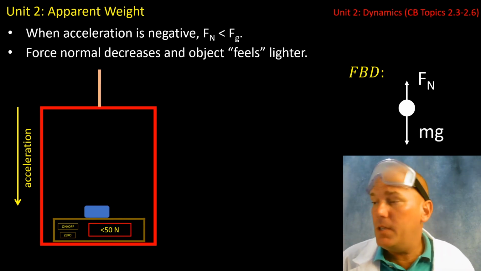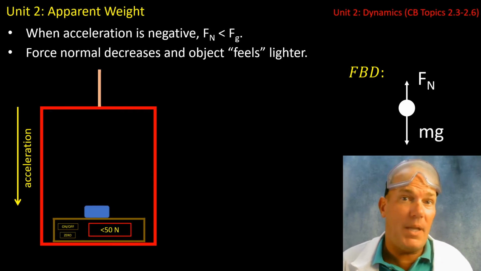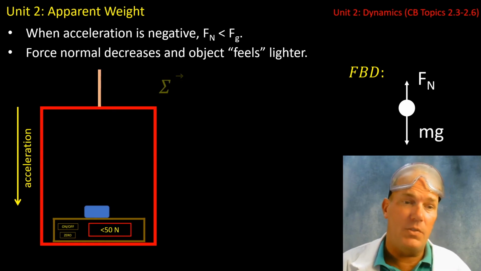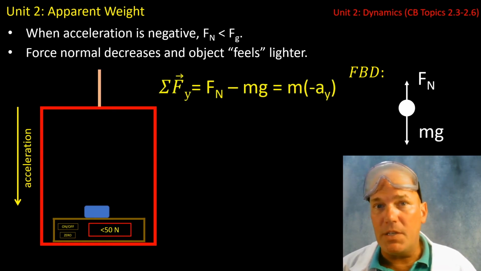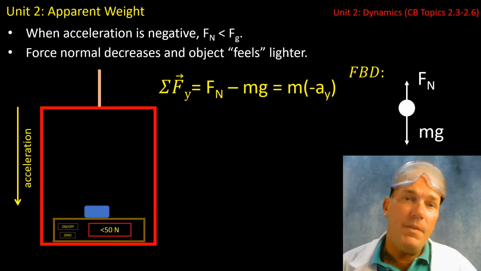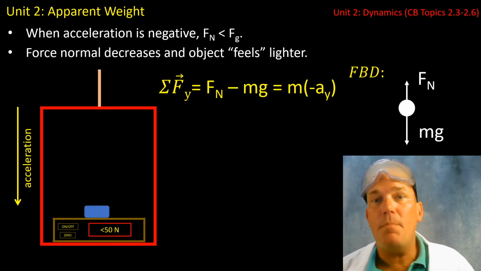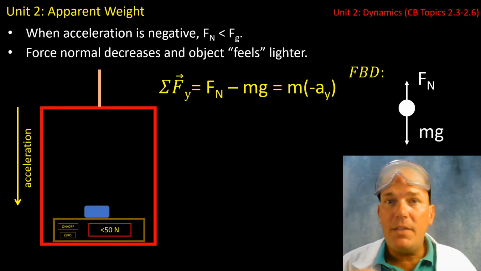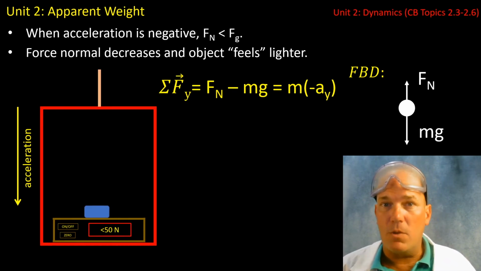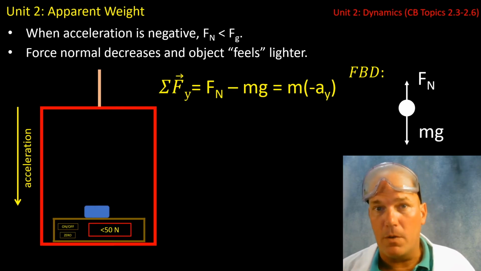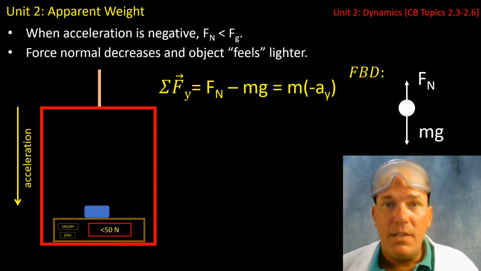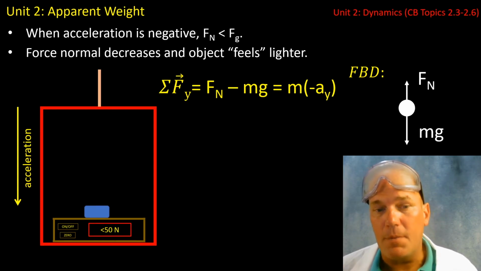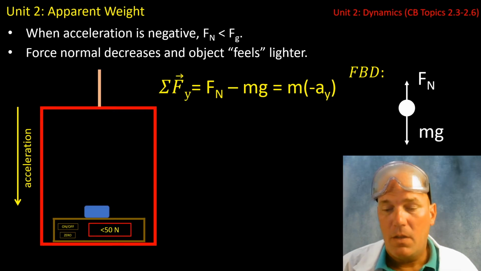And this also not only applies to force normal, but it applies to a force of tension, which I'll talk to you about in upcoming videos. Let us sum the forces here. Now, we've defined our coordinate system as up being positive and down being negative. We have subtracted the force of gravity, which is downward, from force normal, which is upward. On the right side of the equation, I have included a negative sign for the acceleration of the elevator.